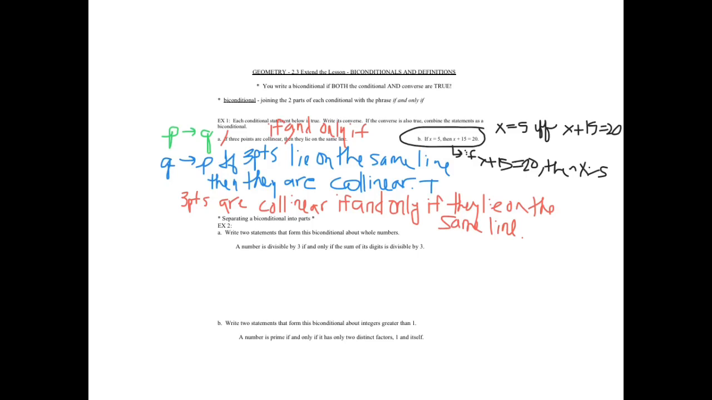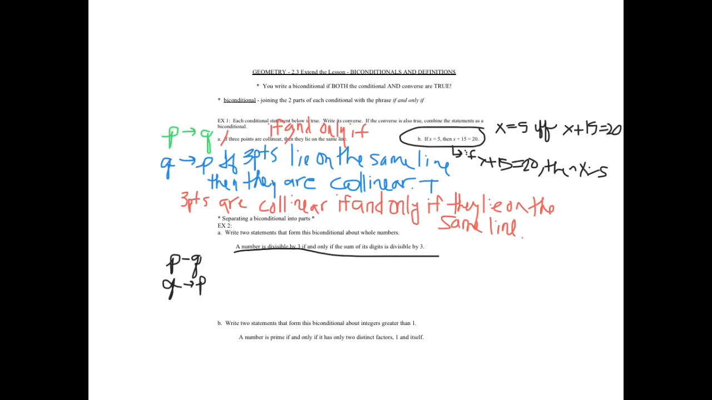So sometimes you're given a biconditional, like this example right here, and you have to separate it into two parts. You have to write it as a conditional, P implies Q, and also write it as the converse, Q implies P. So it says write the two statements that form this biconditional.